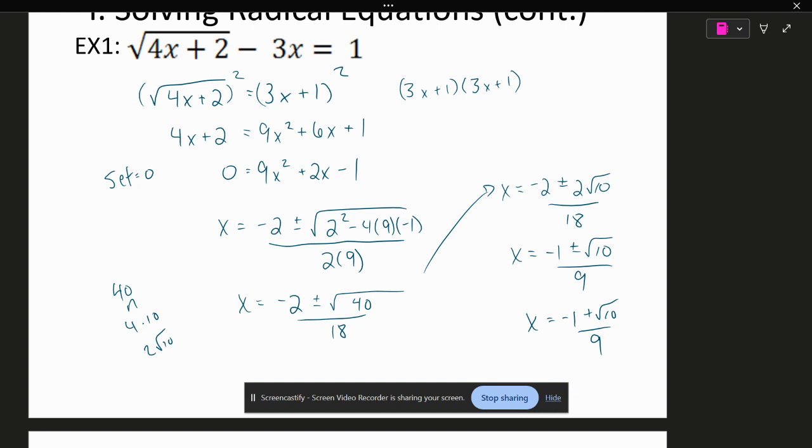Does anyone have a calculator? Do you guys want to try it? I don't have a calculator up here. I'm just remembering from previous attempts.